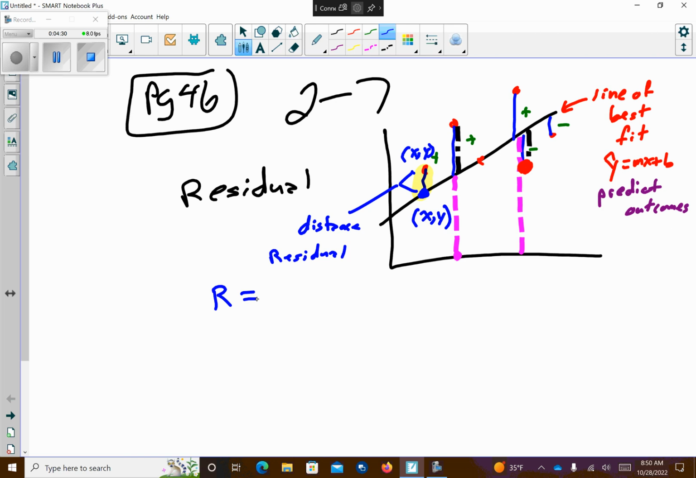If it's above it, it's a positive distance. If it's below it, it's a negative distance. So these values here from the point would actually be x hat comma y hat. And then this is just regular x and y down here for the data point, or for the line of best fit.